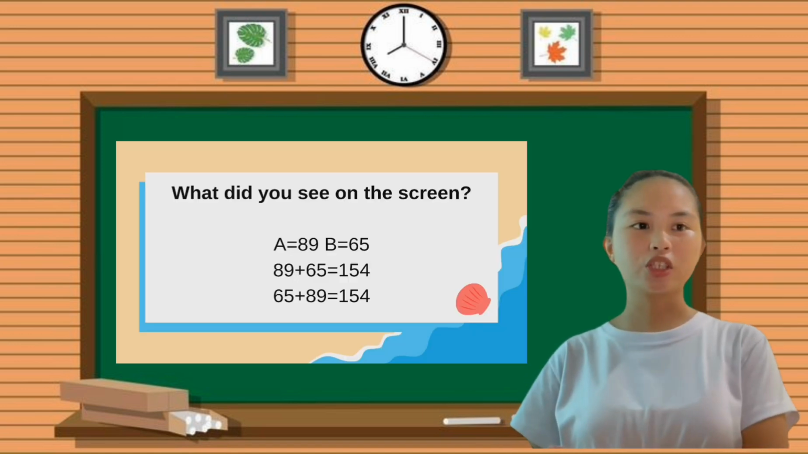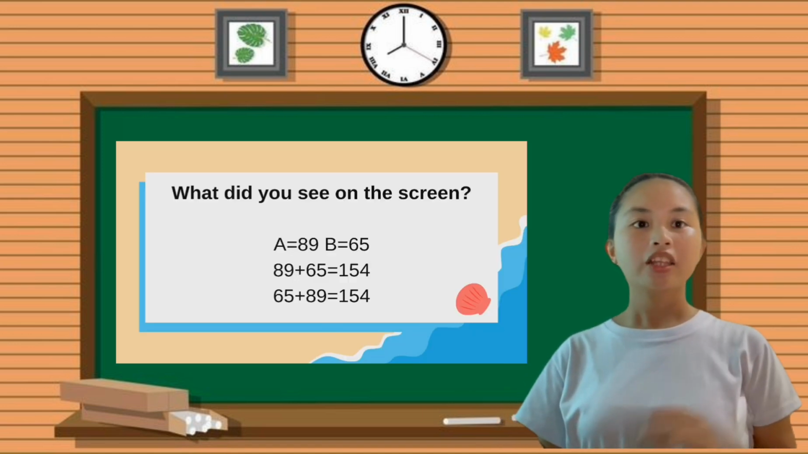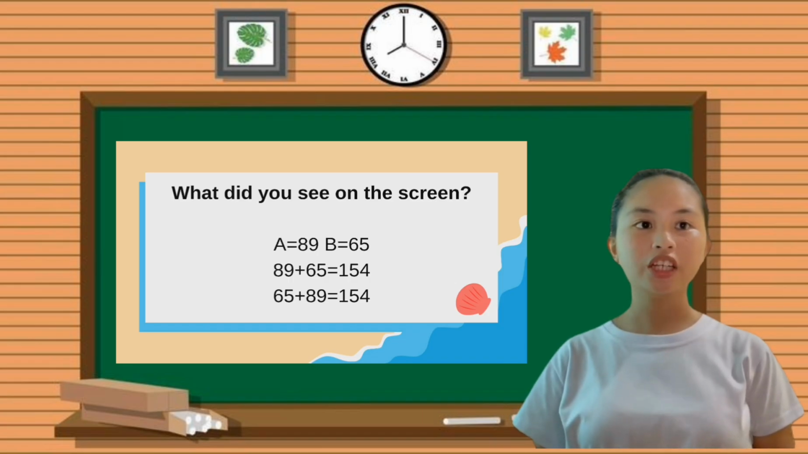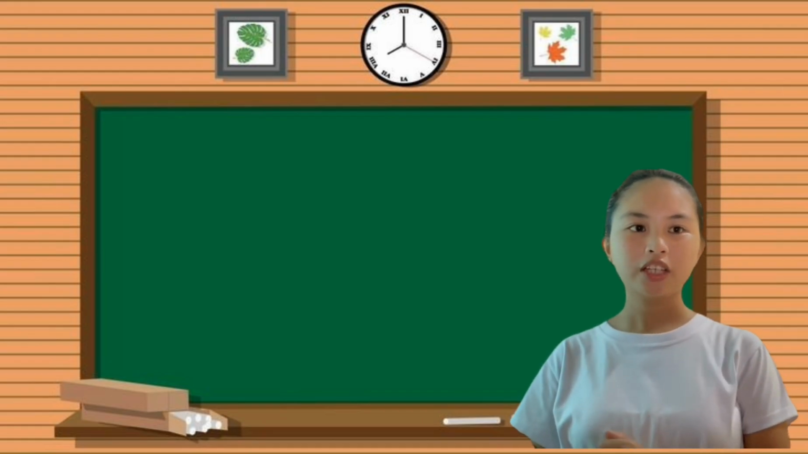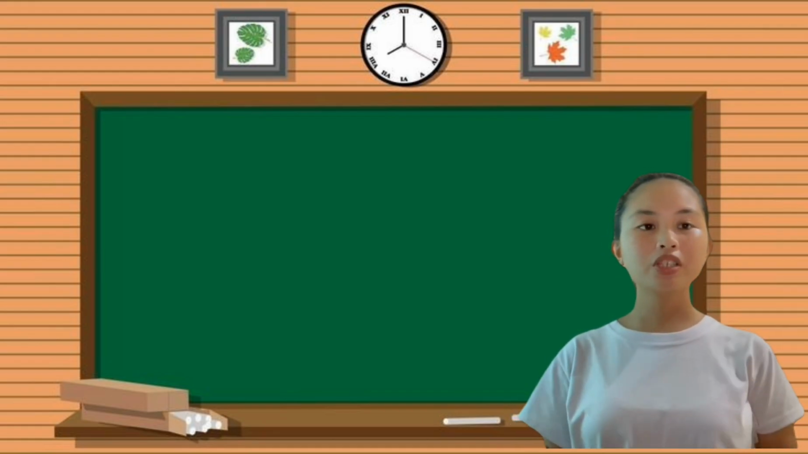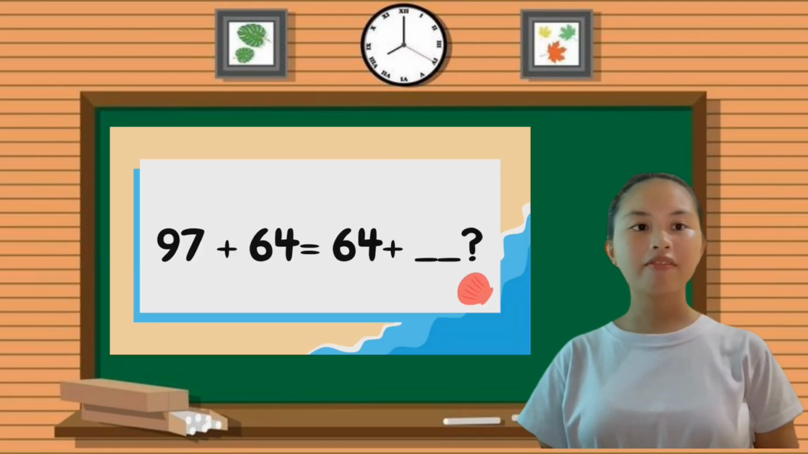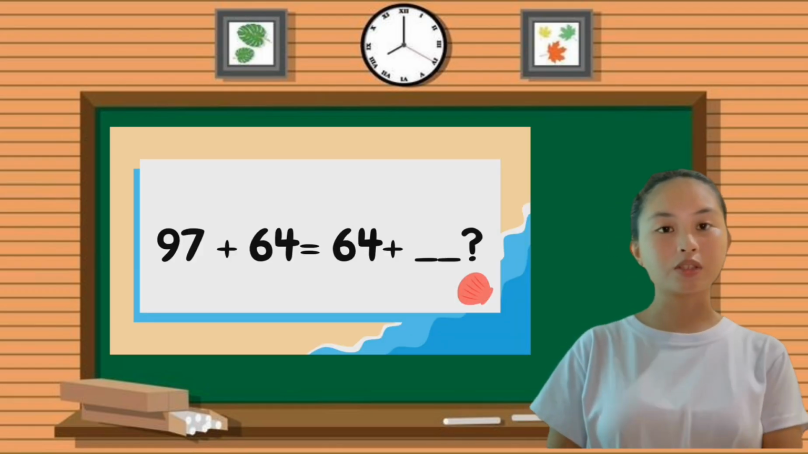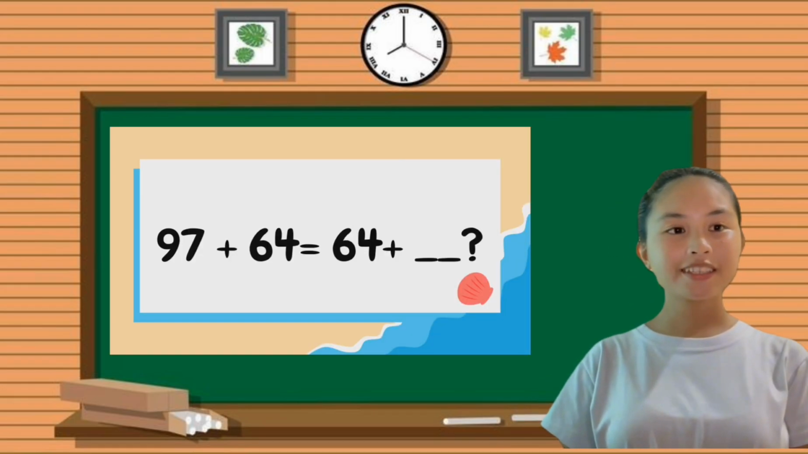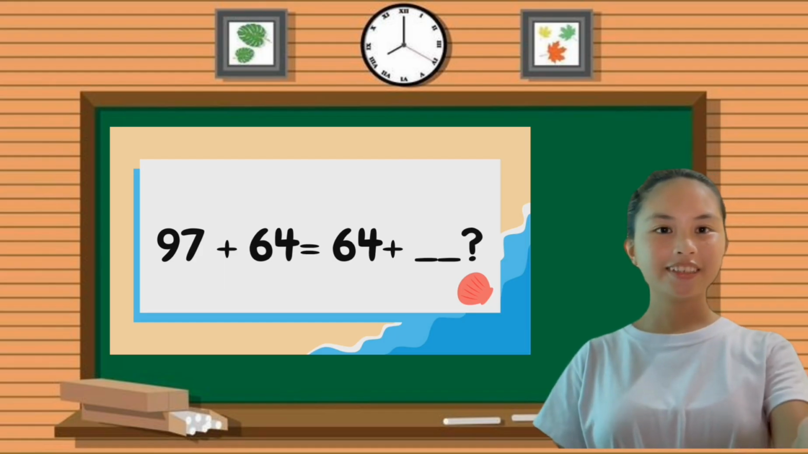What did you see on the screen? Yes, that's right. The numbers have the same answer even though they are not in the same format. Now that you know the commutative property, let's have a recitation. So let's start. The first one is 97 plus 64 is equal to 64 plus, what's the answer?